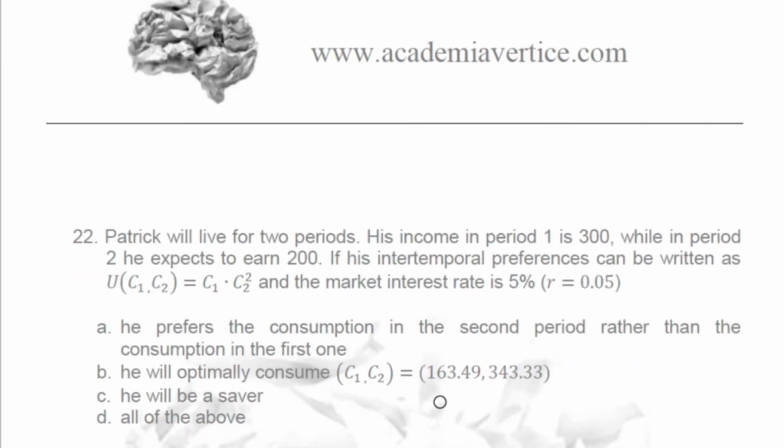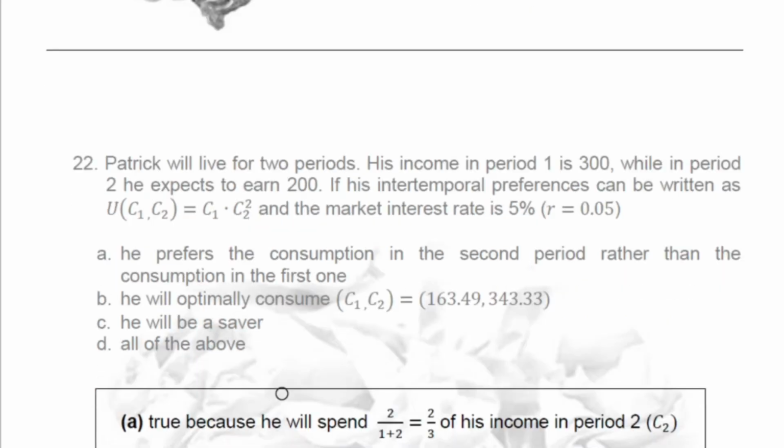Patrick will live for 2 periods. His income in period 1 is 300, while in period 2 he expects to earn 200. His intertemporal preferences can be written like this, so they are Cobb-Douglas, and the market interest rate is 5%, so R is 0.05, then what? Okay, we should do the exercise.